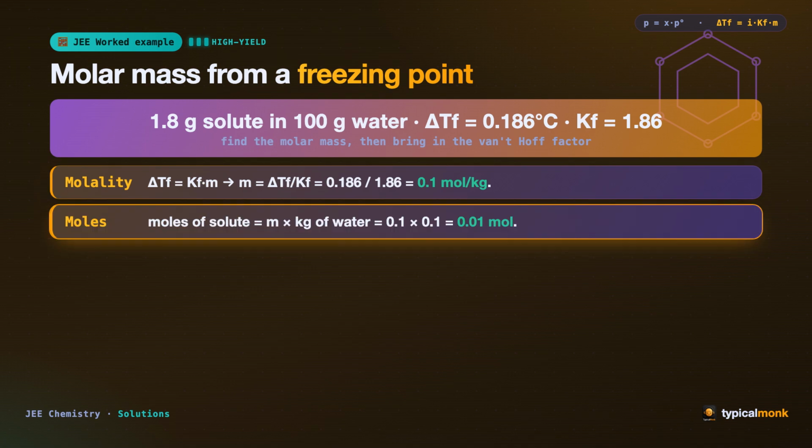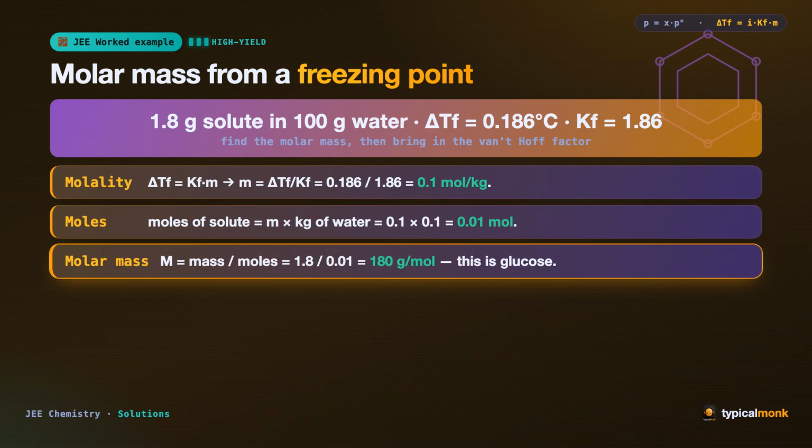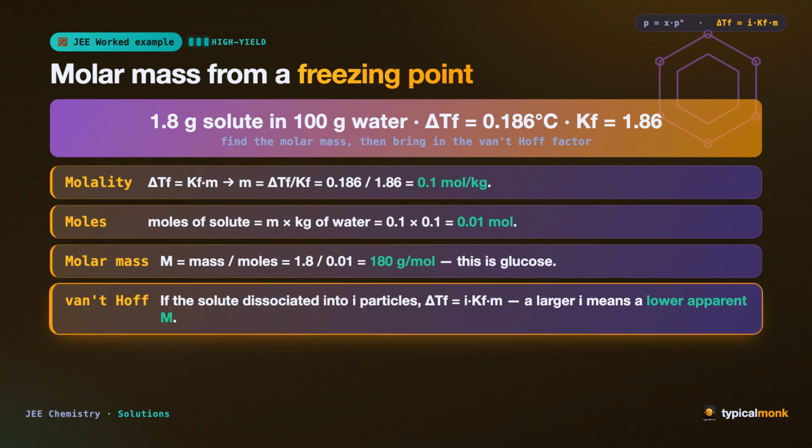The moles. Moles of solute equal the molality times the kilograms of water, 0.1 times 0.1, which is 0.01 mole. The molar mass. Molar mass equals the mass over the moles, 1.8 over 0.01, which is 180 grams per mole. This is glucose.